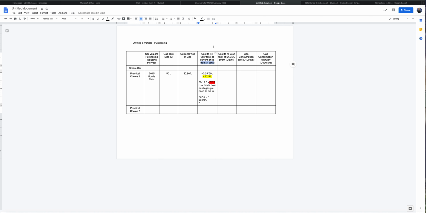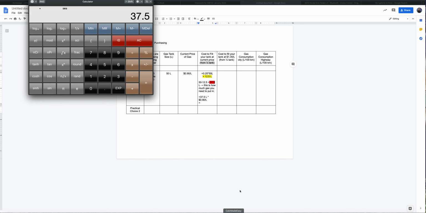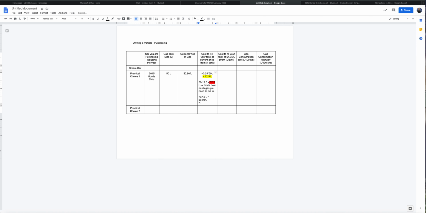Okay, so let's go to our calculator here. You can do it in any order: 0.9 multiplied by 37.5. There you go. So how much is it going to cost you? $33.75. That's how much it's going to cost you. Price to fill tank.